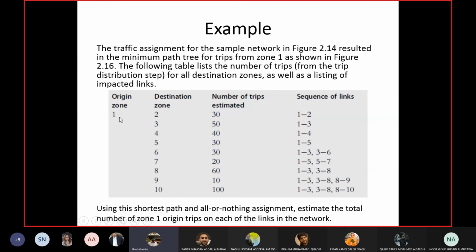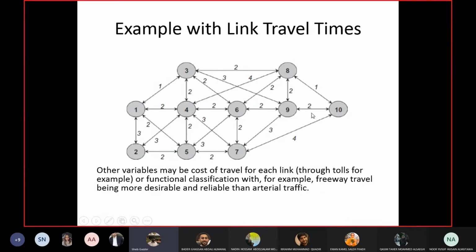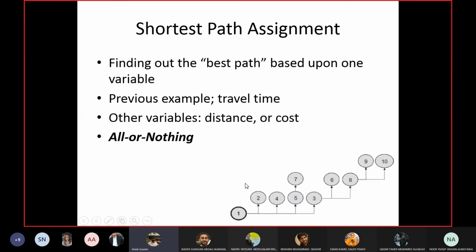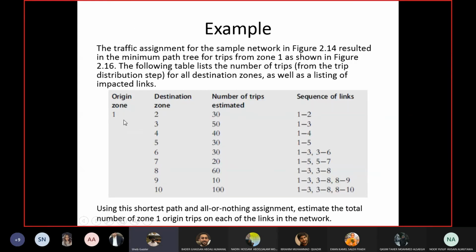The origin is zone 1, the destination is zone 2, and you have 10 zones. So it's for this figure. We are now estimating from zone 1 to all the other zones. If I want to go from zone 1 to zone 2, the shortest path is 1 to 2. The number of trips between 1 to 2 is 30. This information is given.